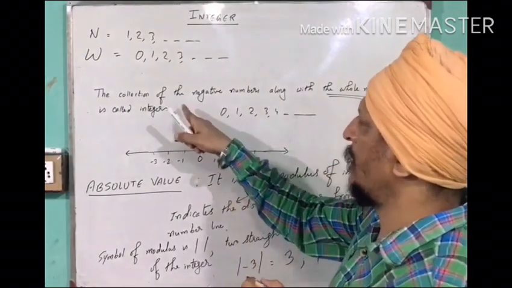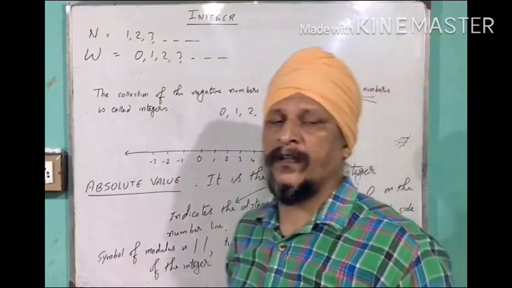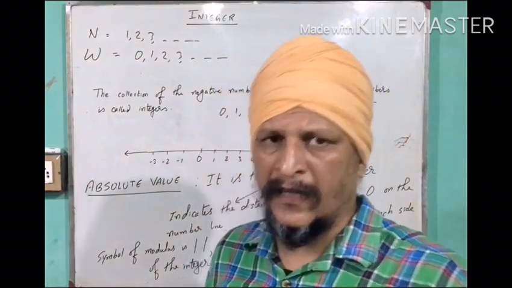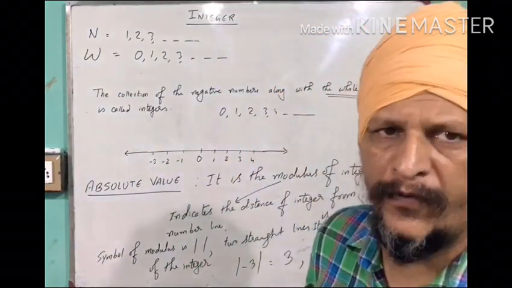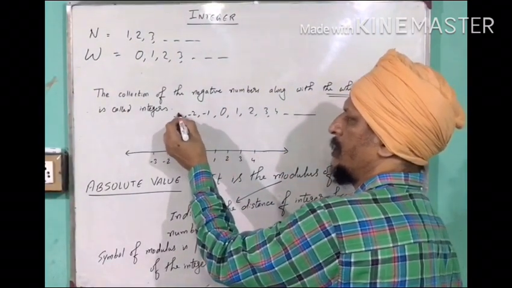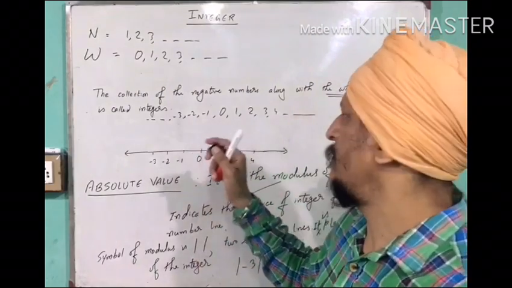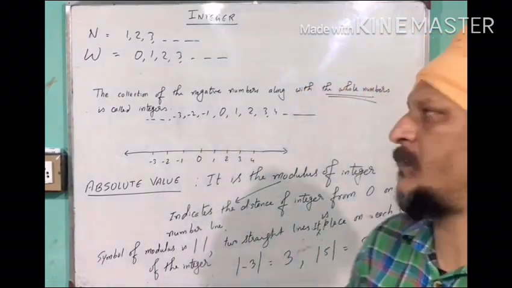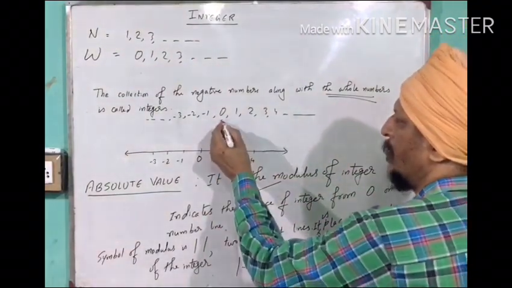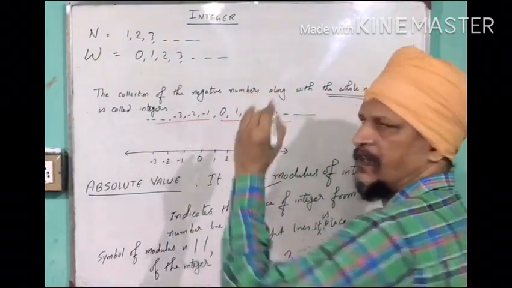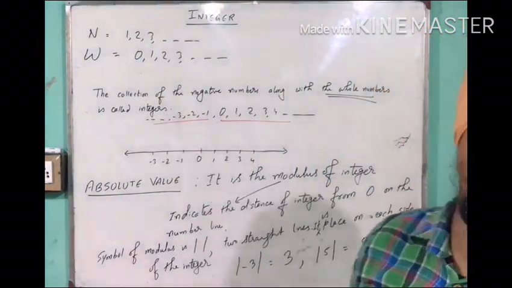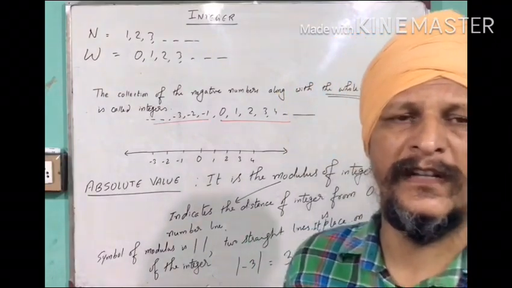Okay, and then the collection of negative numbers. You shall keep in mind that negative numbers should be written to the left side of 0. Left side of 0 means -1, -2, -3 and so on. So the collection of the negative numbers along with the whole numbers is called an integer. This is the whole number and this is the negative number. Clear? So these collections are called integers.